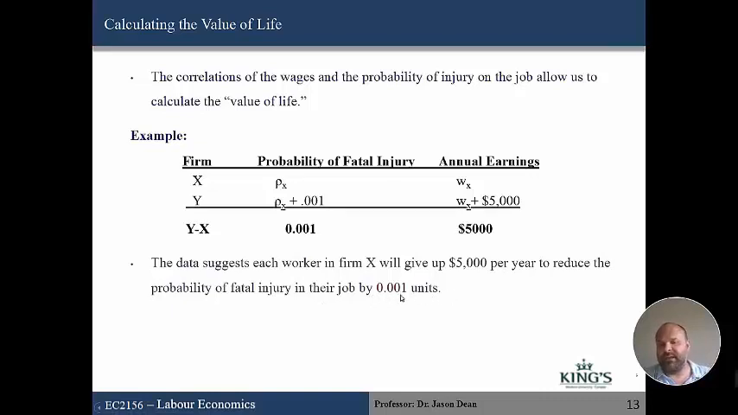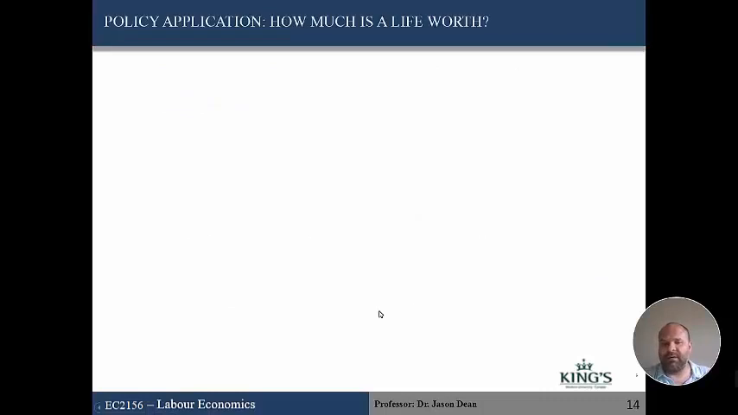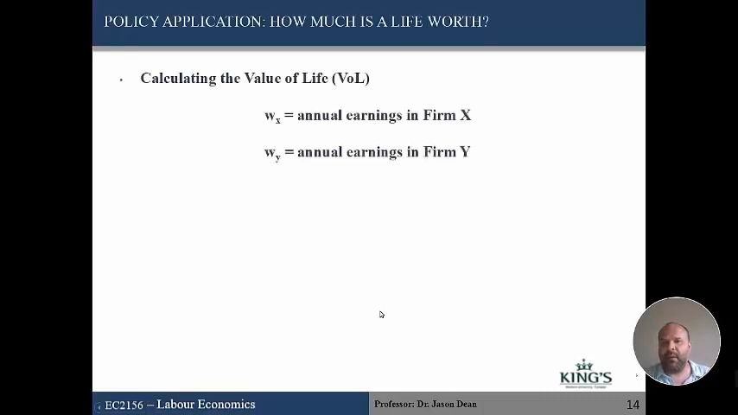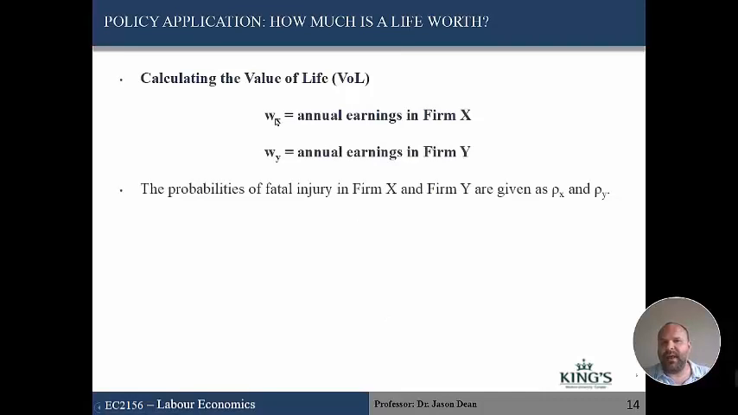Okay, so if we just take this and multiply it by 1,000, we know that'll equal 1. So if we take 1,000 and multiply it by 5,000, that would be for one life, and so that would be $5 million.